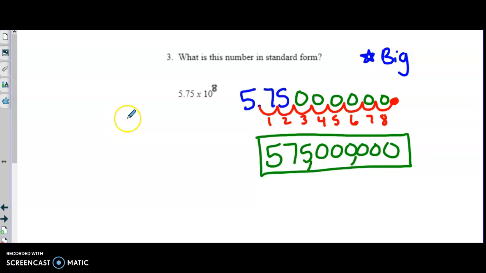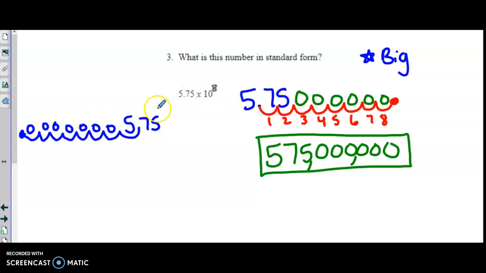Let's say that I had started with 5.75 and I couldn't remember which way to move it, so I moved my decimal 8 times this way. If you did that and then you double checked yourself and asked yourself, is this a really big number? No, that's a teeny tiny number. 0.000000575 is a teeny tiny number. So that would have represented a negative exponent, but we have a positive exponent.